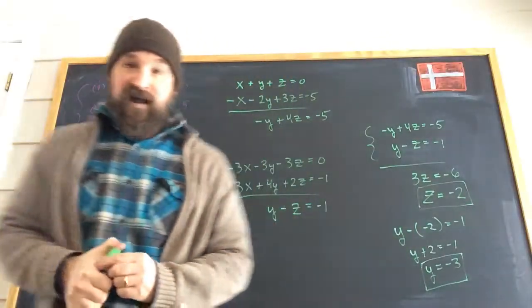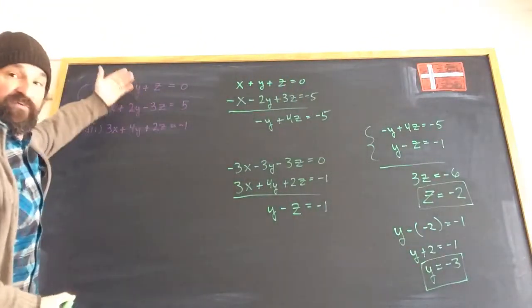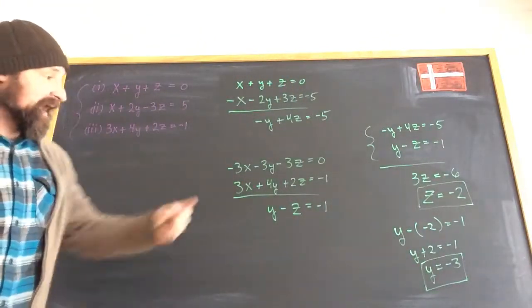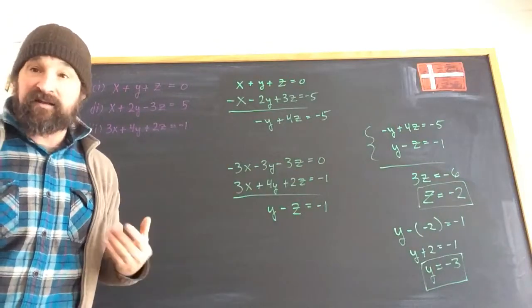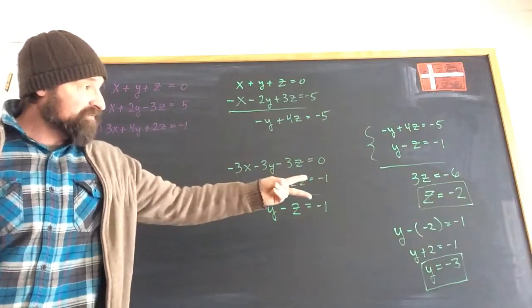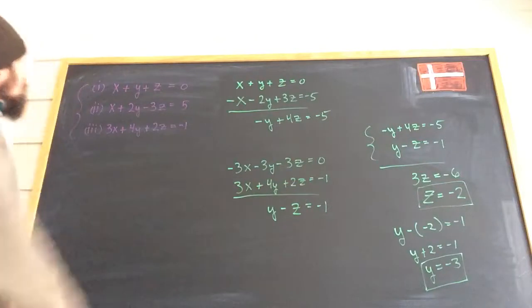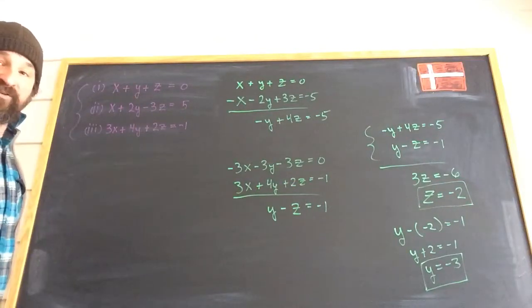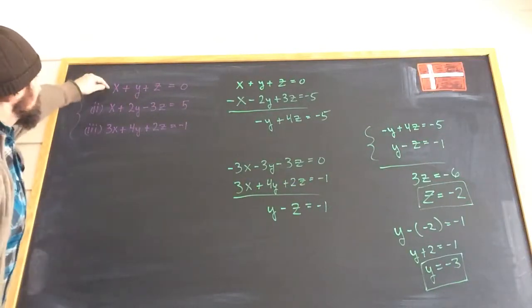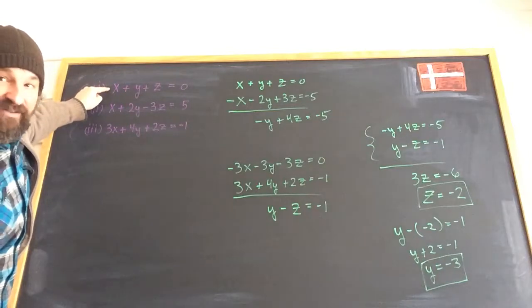Okay, so I found the value for z, I found the value for y, and now I have to find the value for x, right? We were out to solve this system of 3 equations and 3 unknowns. I know what z is, I know what y is. To find out what x is, I'll take those values for z and y and plug them into any equation up here in the original system. I'm going to plug it into equation 1. That looks like it's the easiest one to do.